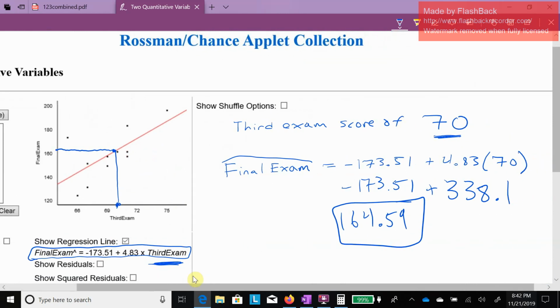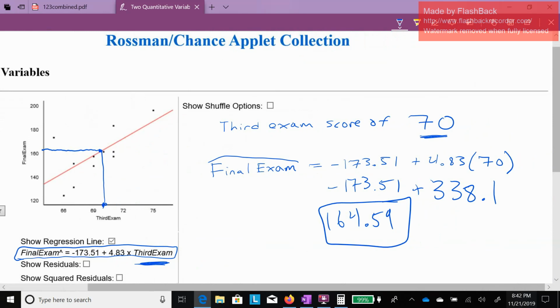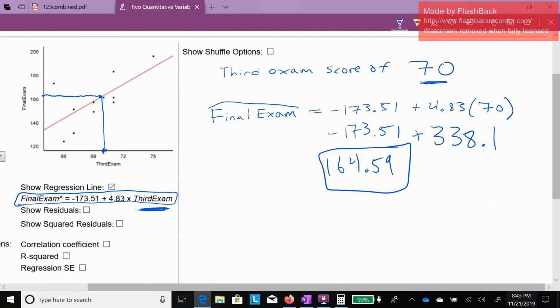So, what are we doing here? We are using this regression line to try to predict the values of your final exam based on only knowing the third exam of a student. This is not 100% foolproof. This does not mean that another student coming in to take the test, if they got a 70 on the third exam, will 100% get 164 points on the final. This is on average what someone who gets a 70 following this pattern should get on the final exam.